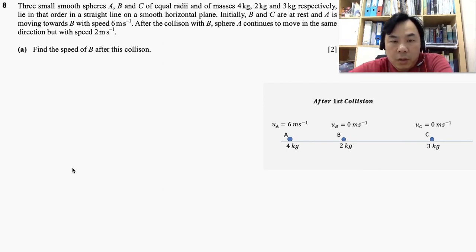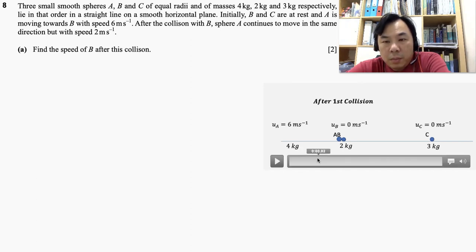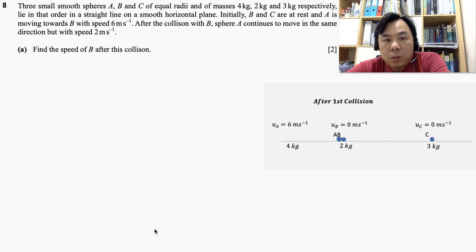Now I'm going to show you how it looks. You can see A moves with the speed of 6 meters per second and then collides with B, right? And then right after the collision, A moves with the speed of 2 meters per second. So let us look at how we work this out.